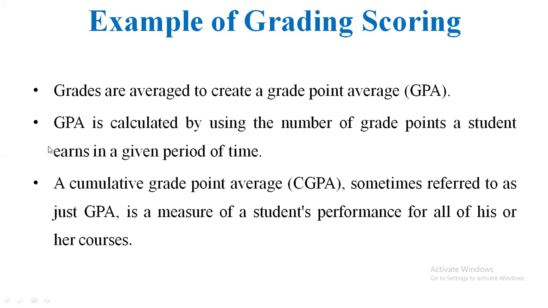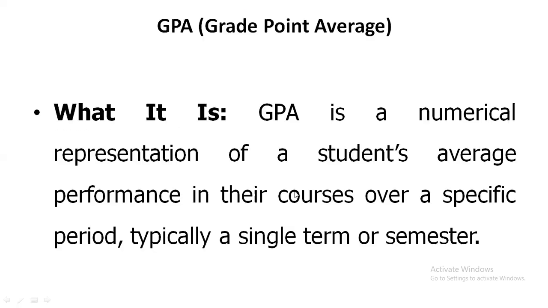Examples of grading scores are averaged to create a grade point average, GPA. GPA is calculated by using the number of grade points of students in a given period of time. Cumulative grade point average, CGPA, sometimes referred to as just GPA, measures the students' performance for all their courses.